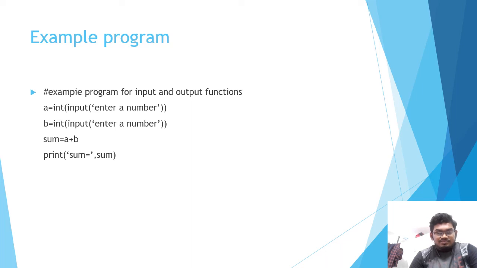Let us see the print function run. If a user enters a value as 3 and b value as 10, we get sum equal to 3 plus 10, 13. And here 13 is printed by the print statement, sum equal to 13. Here 13 is converted into a string before printing.